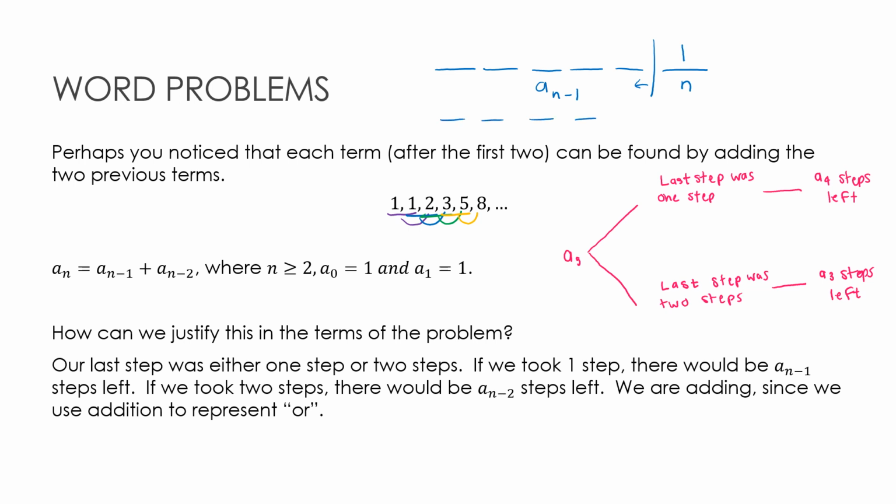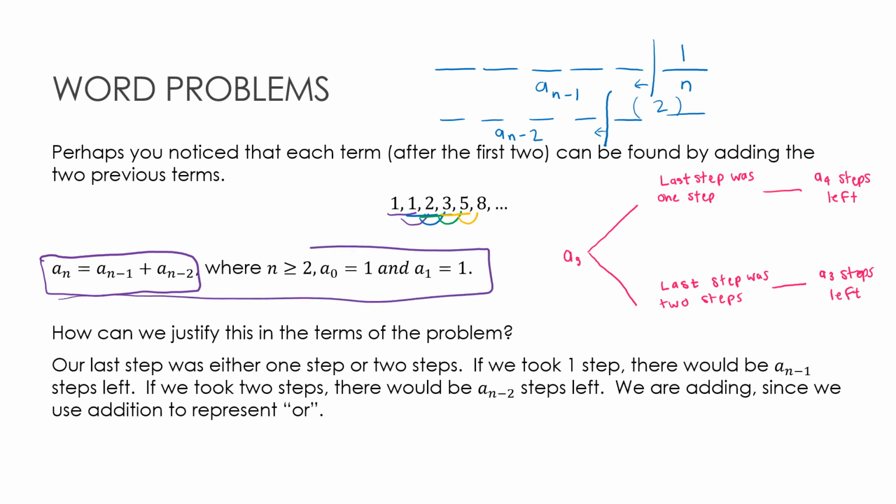If I'm in that same situation, but my last step is 2 steps, so I'm taking 2 total steps, how many steps happened prior to that? A sub n minus 2. So hopefully we can see that it does make sense, that I'm really just looking at 2 cases, if I end with 1 step or if I end with 2 steps. So this is my recursive relation, and again I can justify it by looking at a case-by-case basis.